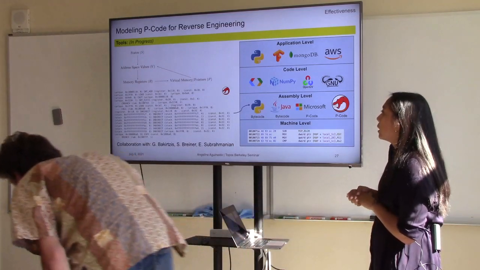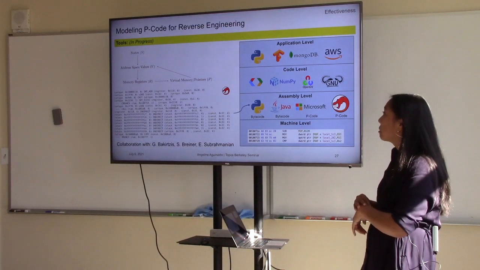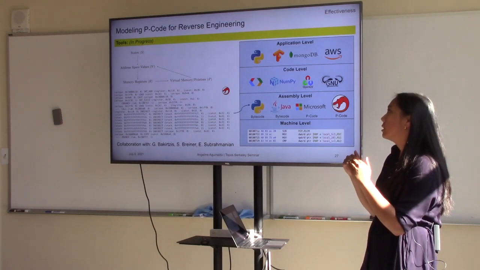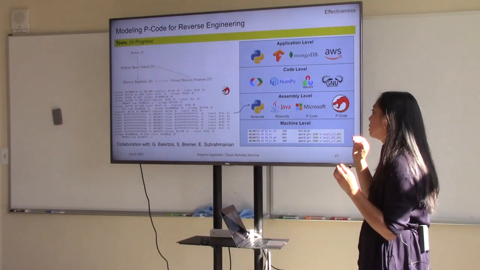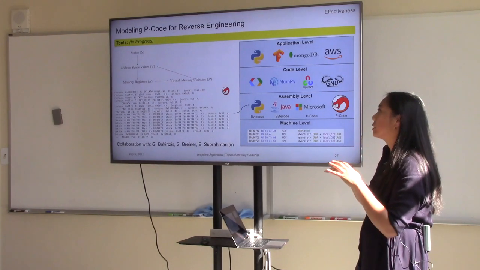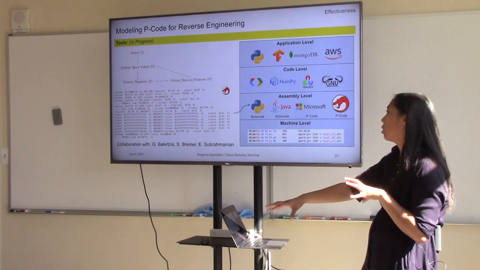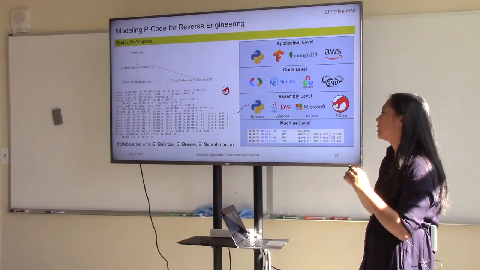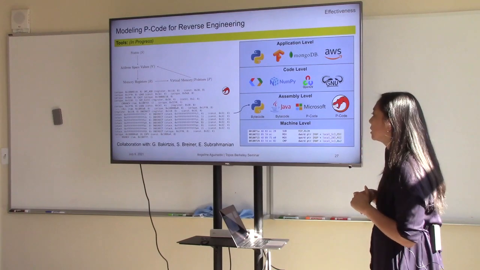Okay, so the other problem that I'm considering is modeling P-code for reverse engineering, and P-code is just a higher abstraction of assembly opcode. P-code attempts to abstract away the specifics of your operating system or your hardware, and represent the same opcodes, but with these higher level abstractions.